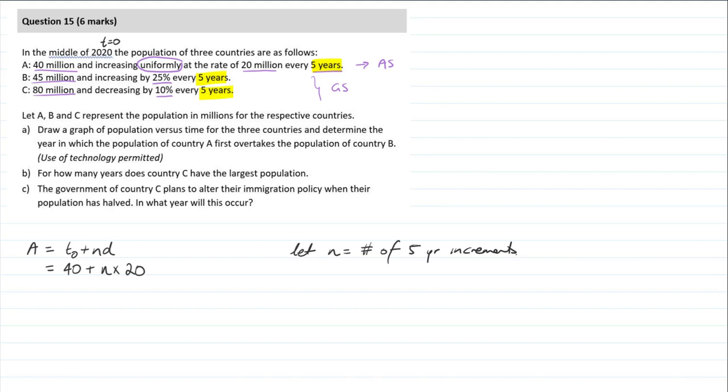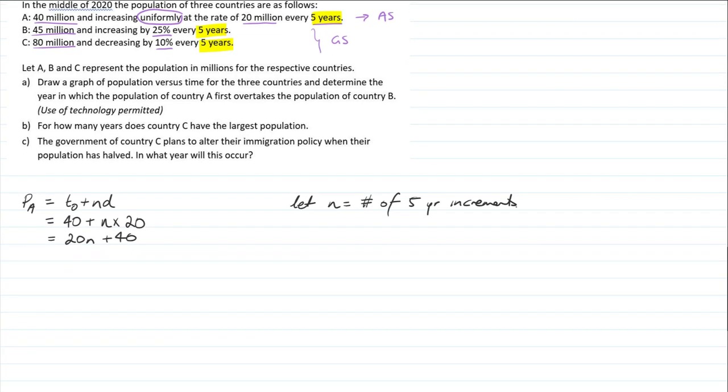So that's first. So that's my model A, and I'm going to use A to represent that, although I'm going to swap that. In fact, I'm going to rub A out. I'm going to call this population A, because when I actually draw my graph, my y-axis will be my p-axis for population. So I'll call it PA. And just to simplify it, that's equal to 20n plus 40.